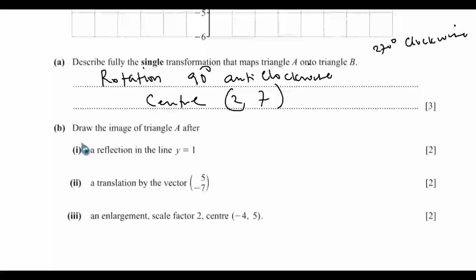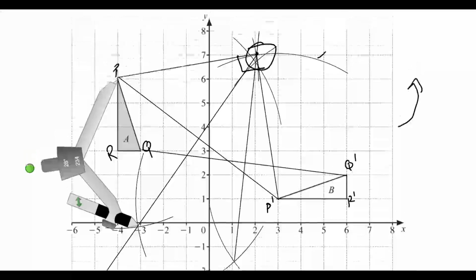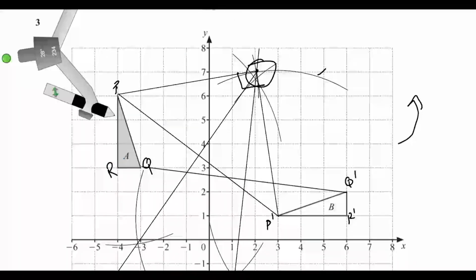Okay, let's go to part B, Roman figure 1. Draw the image of triangle A after a reflection in the line y equals 1. So we are reflecting triangle A at y equals 1. So y equals 1 will be this. Okay, let's remove the pair of compasses. So y equals 1 will be this line here, from here to this point here. Good. Then we want to reflect triangle A through this.